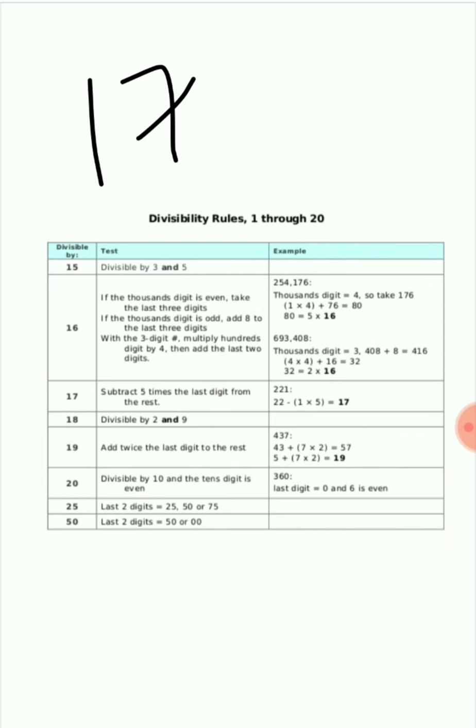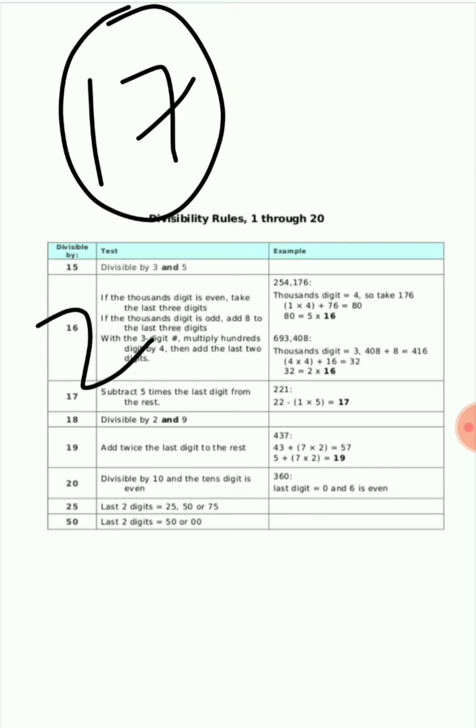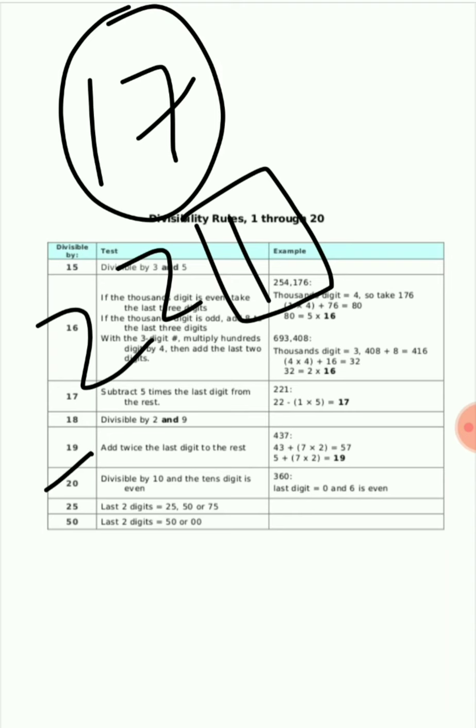Let's take another example. Let the number be 221. What is the last digit? The last digit is 1. We subtract 5 times the last digit from the remaining number. 22 minus 5 is 17. This is a multiple of 17. If this number is a multiple of 17, then the number is a multiple of 17.